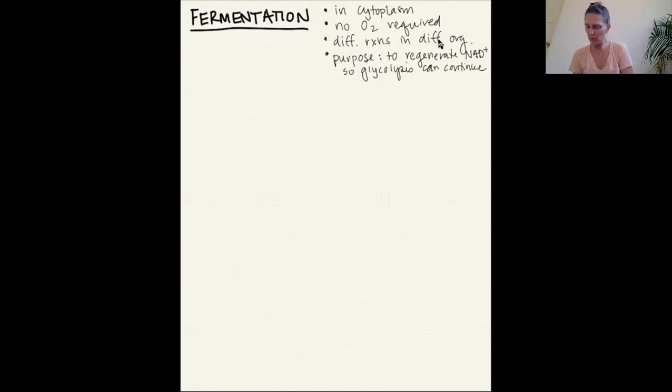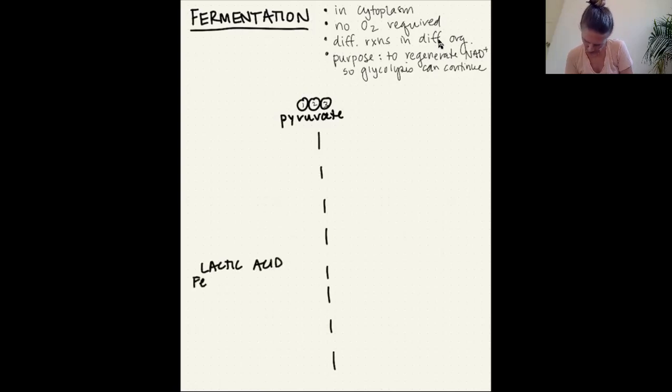So remember our input here is a 3 carbon molecule, right? So that is pyruvate, our 3 carbon molecule, which is the product of glycolysis. And depending on what organism you are, you can do 2 different things. So we're going to first, on this side, talk about lactic acid fermentation. And that happens in most animal cells.